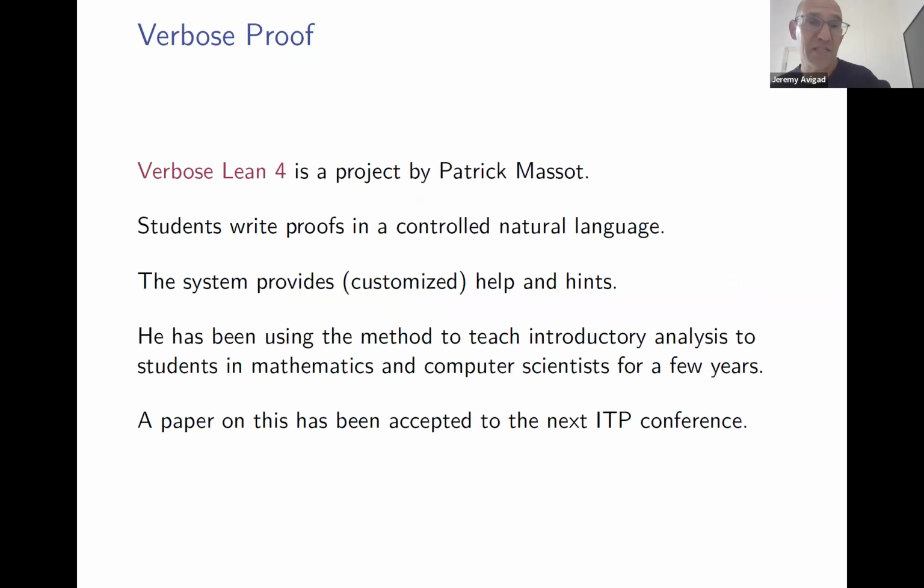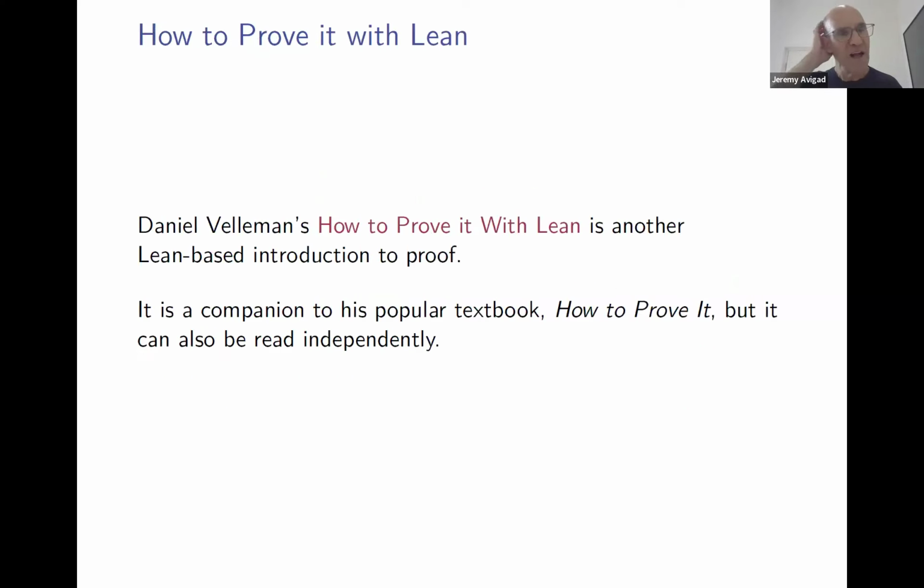You've also heard Patrick's very nice presentation about verbose Lean, which again I'm a very big fan of. There are a couple more that I think are worth mentioning. So Daniel Velleman is an author of a popular introduction to proof called How to Prove It. He actually has written a companion called How to Prove It with Lean.